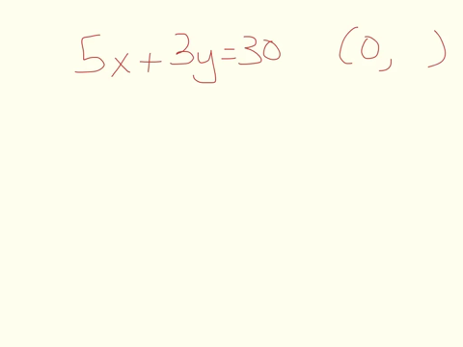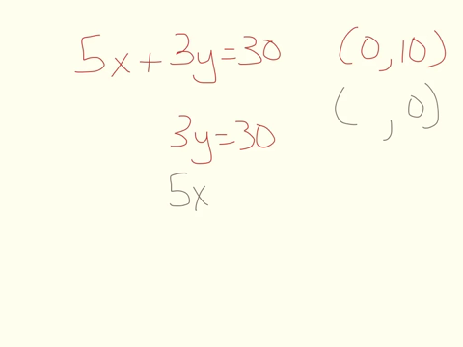Let's do one more. If we have some example like 5x plus 3y equals 30, we think, what happens if x is 0? And this time I'm going to write it as a coordinate pair. If x is 0, then really we're just thinking 3y equals 30. So y is 10. Okay. If we say what happens if y is 0, then we're really saying 5x equals 30. So x is 6. Okay, so that's standard form.